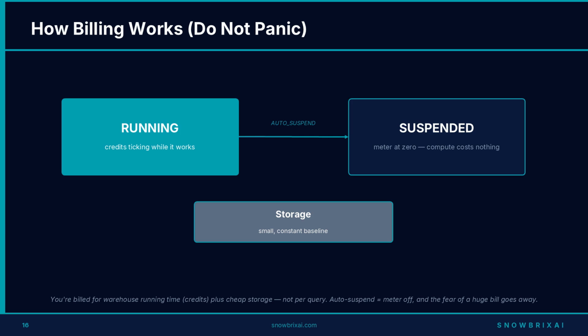Zero. That auto suspend setting we added earlier is your safety net, quietly switching the meter off when you walk away. Picture a taxi meter running: it ticks while moving, and parked and off, it sits at zero. Turn it off and the fear goes with it.